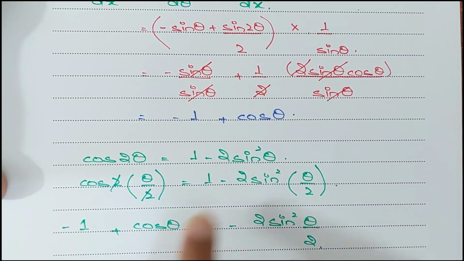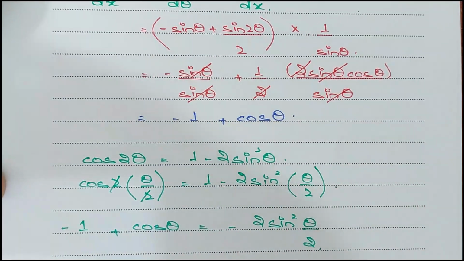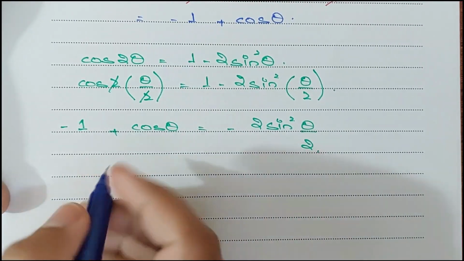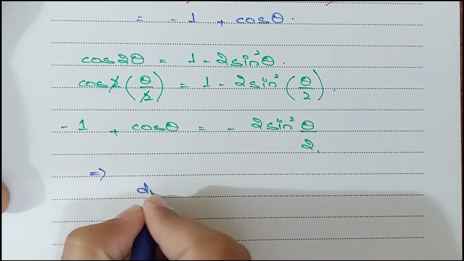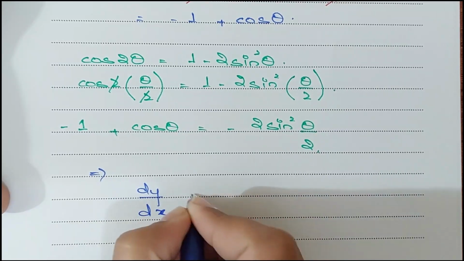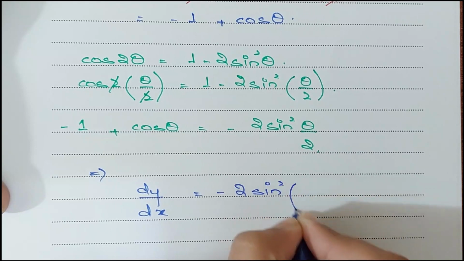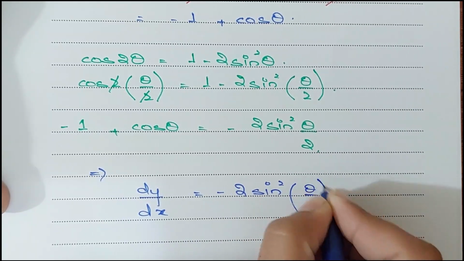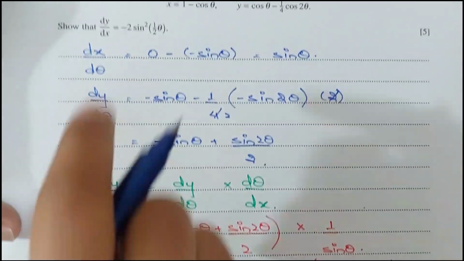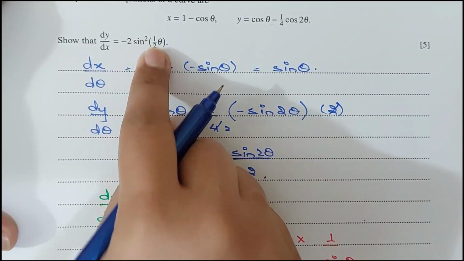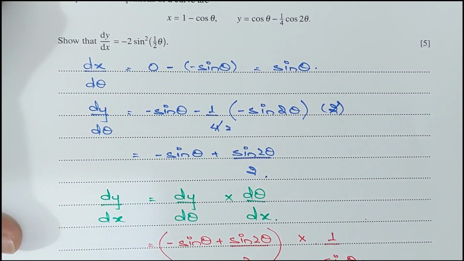So minus 1 plus cos theta, we can replace this with this term, right? So from here we can say that dy over dx is equal to minus 2 sine square theta by 2. This exactly matches with this one. Dy by dx is minus 2 sine square half theta.